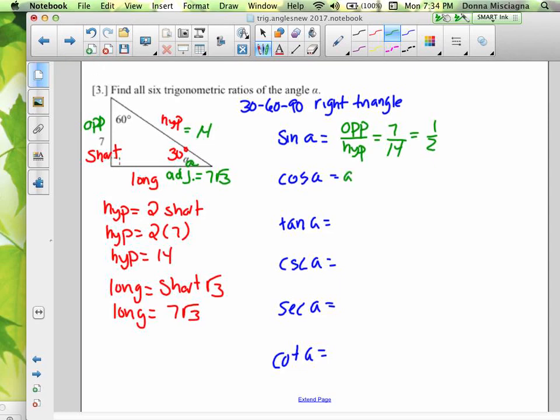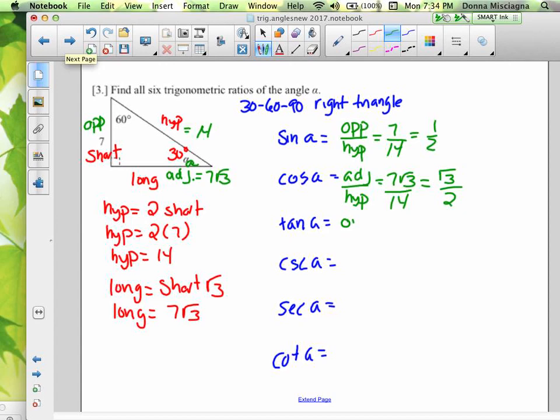Cosine is the adjacent divided by the hypotenuse. All right, so the adjacent side is 7 square roots of 3. The hypotenuse is 14. That's going to reduce as well. 7 and 14 reduce to 1 and 2. So now this is going to be the square root of 3 divided by 2, because we don't need to have 1 times the square root of 3.